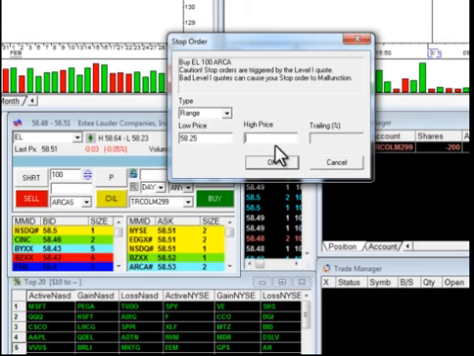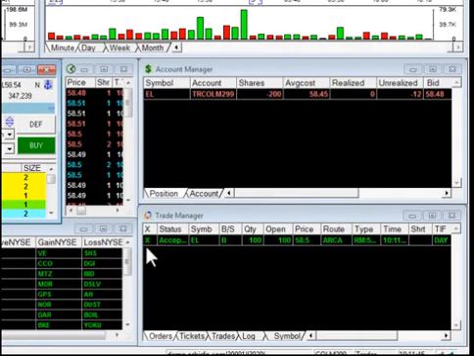And my high price is going to be my stop. So let's say, again, we'll use 20 points or 20 cents above the entry price, 58.65. Click on OK. And you'll now see I have an order in which will accommodate both a stop loss and my profit target for a short trade.